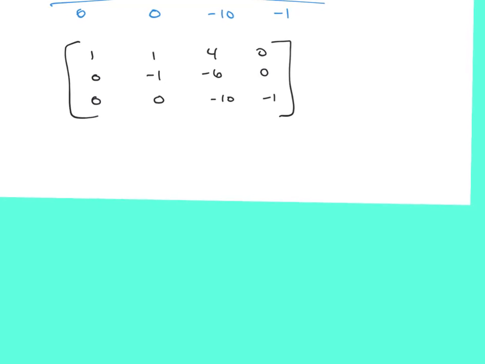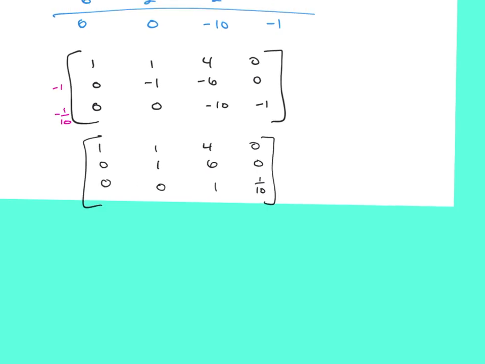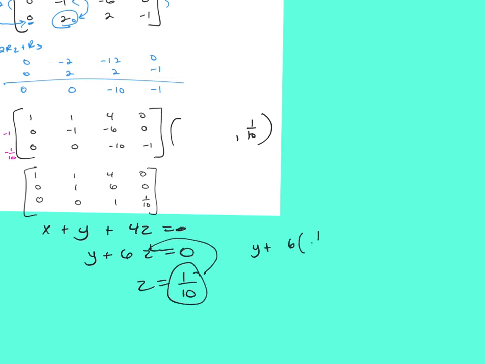So I can do two things here to get it in row echelon: multiply this by a negative 1 and this by a negative 1/10. 1, 1, 4, 0, 0, 1, 6, 0, 0, 0, 1, and 1/10. So now I've got x plus y plus 4z equals 0, y plus 6z equals 0, and z equals 1/10. So there's my first answer, 1/10. Take it, plug it in here. y plus 6 times 1/10 equals 0, so y plus 3/5 equals 0, and y equals negative 3/5.